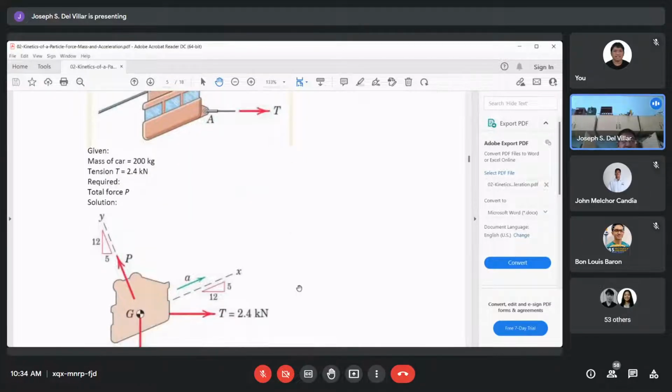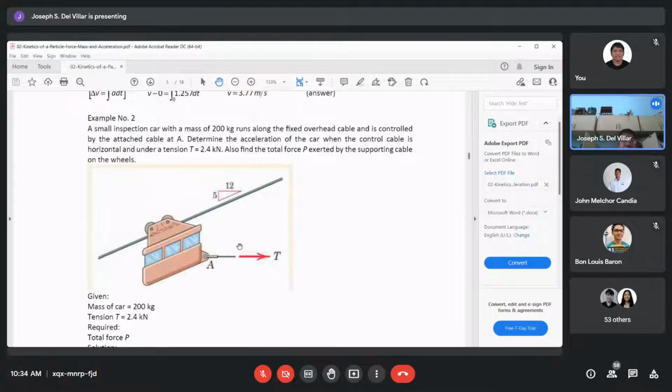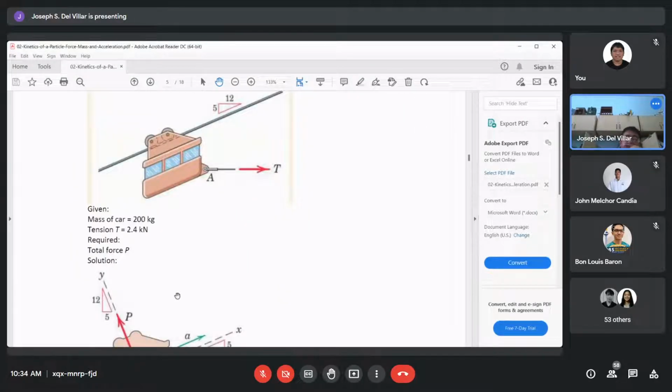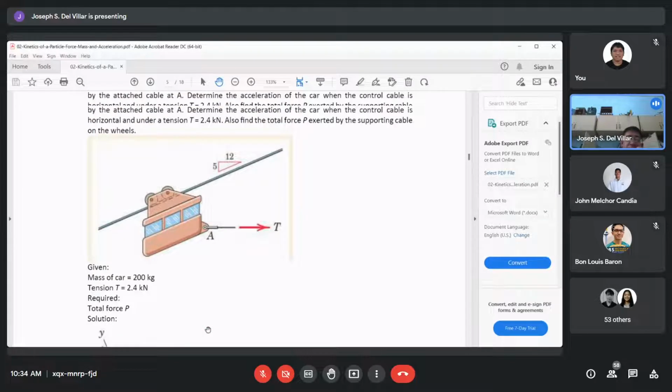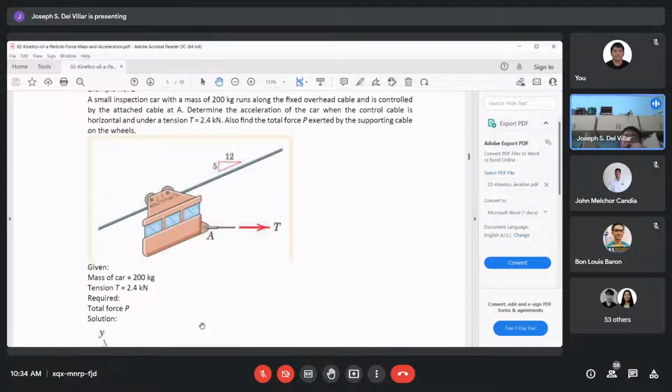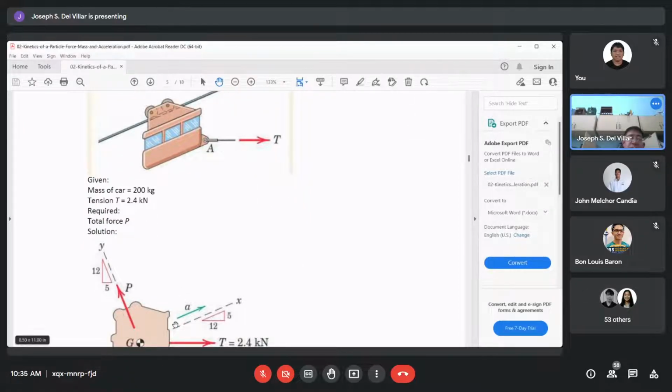Okay, so we have here the slope, and we have here the force, okay? Exerted by the supporting cable. So the force must be perpendicular to the cable. Okay? Because the cable needs to exert a force, no? So it should be perpendicular to the cable. So this is it. Okay?